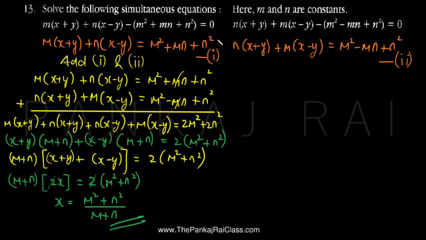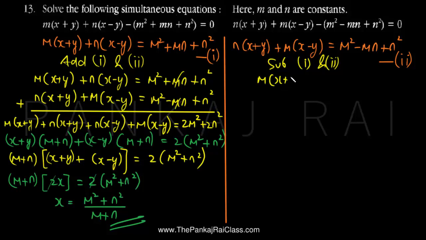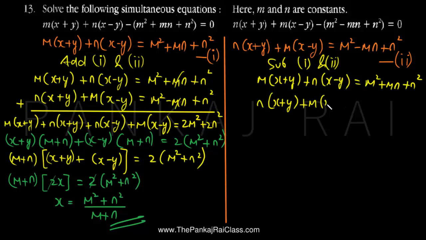Now to find the value of y, we now have to subtract these two equations. So we have to subtract equation 1 and 2. So let me write the first equation, which is m times (x plus y) plus n times (x minus y) is equal to m square plus mn plus n square. And the second equation is n times (x plus y) plus m times (x minus y) is equal to m square minus mn plus n square. Now we have to subtract these two equations. So all the signs will change. This will become minus, this will become minus as well, and here as well, this will become minus, this will become plus, and this will become minus.